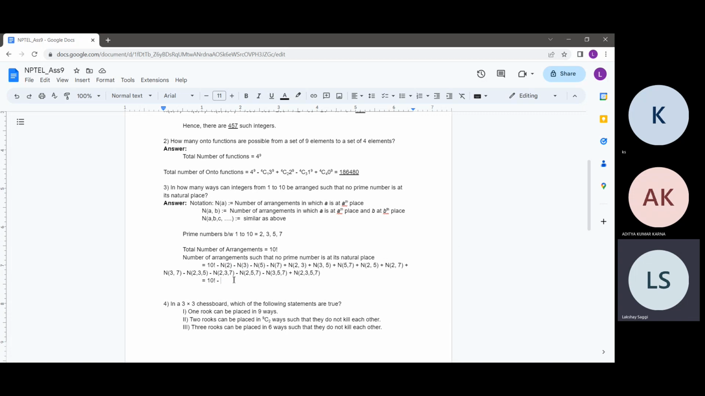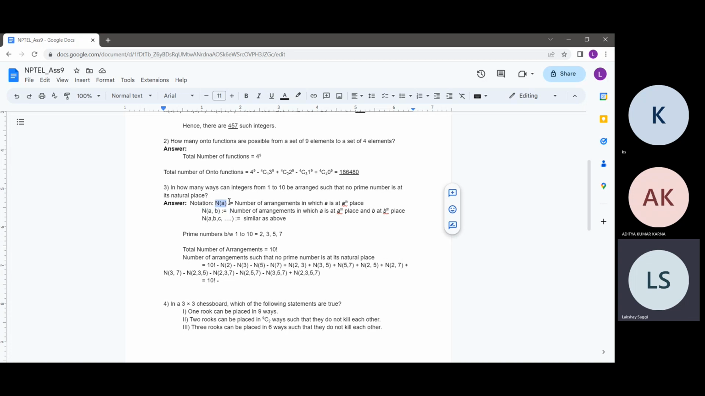So just to put it explicitly, similarly consider n of a comma b. What do we mean by n of a comma b? We mean a is at the ath place and b is at the bth place. So a and b's positions are fixed. Since there were a total of 10 numbers, 2 positions are fixed, and the remaining 8 numbers can be put in any order. So there will be 8 factorial ways of putting them. So n of a comma b will always be equal to 8 factorial, regardless of the values of a and b.